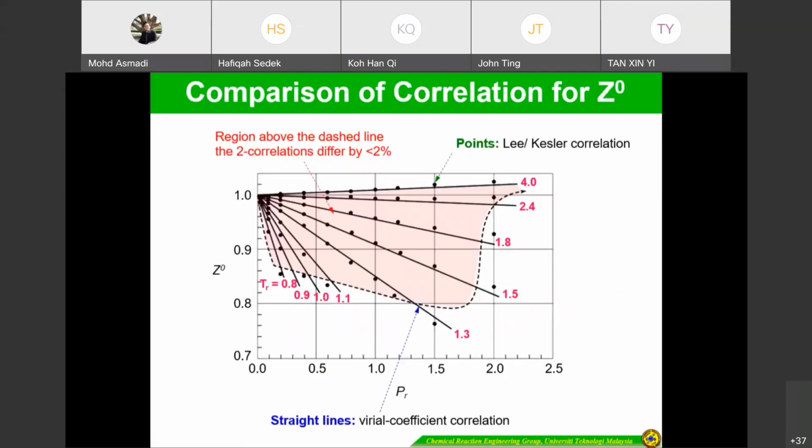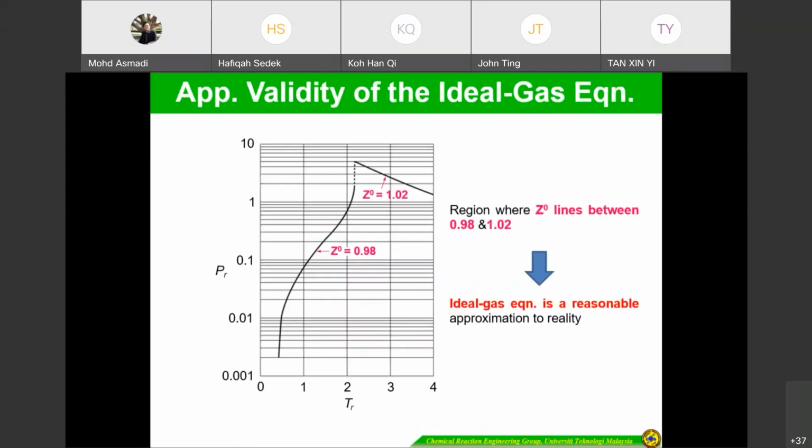Okay, that is in case for the... what is it? Lee Kessler and also virial equation. As I recommended, for low to moderate pressure, you just use a virial equation.